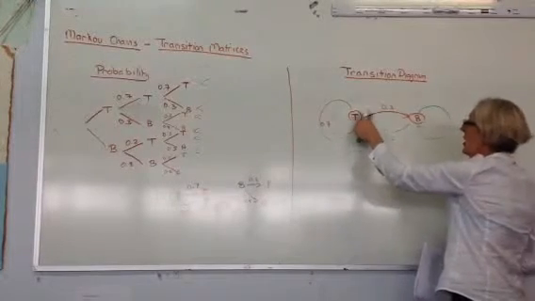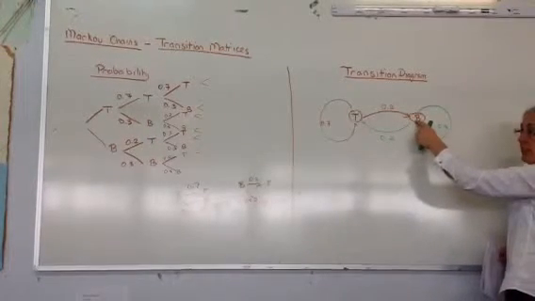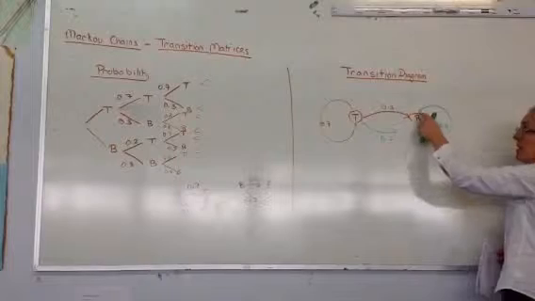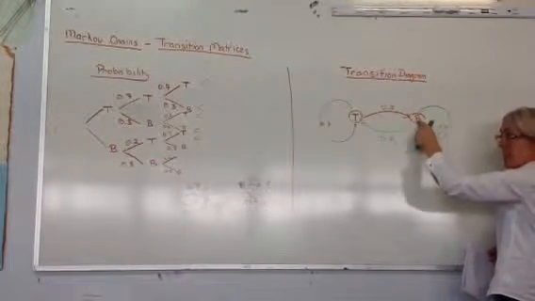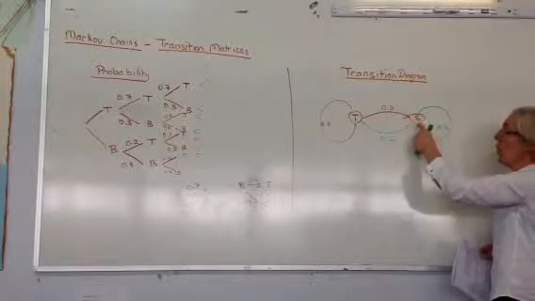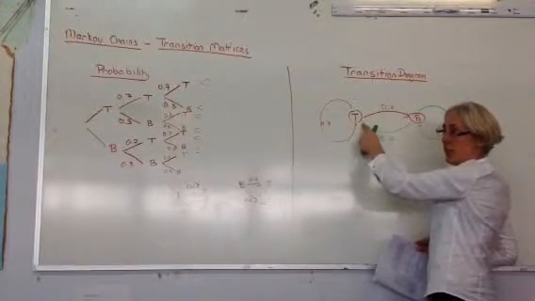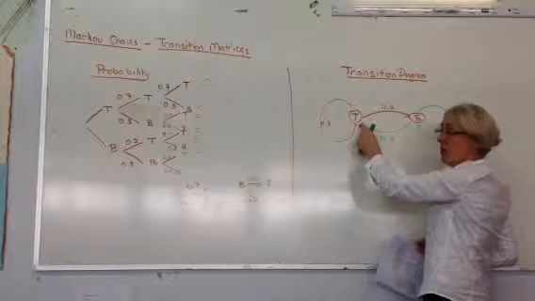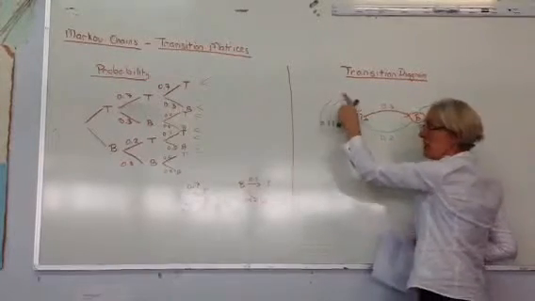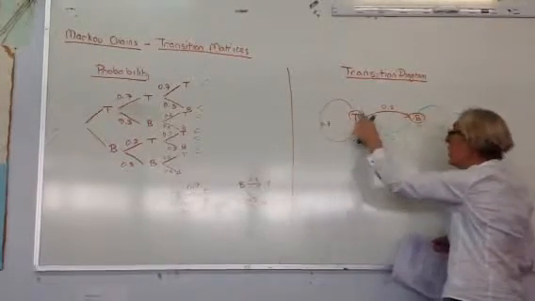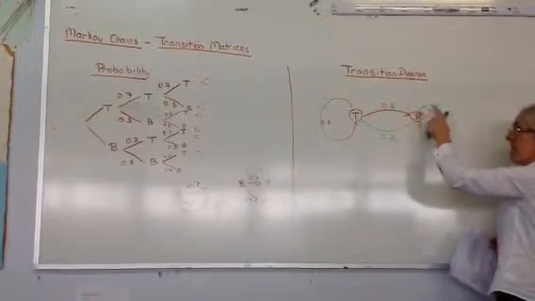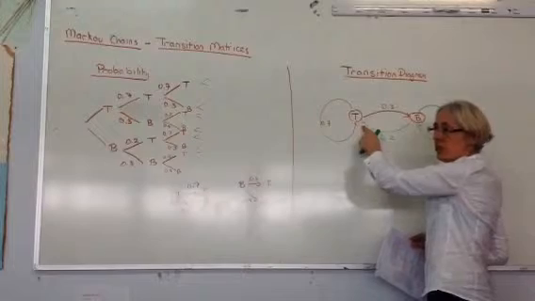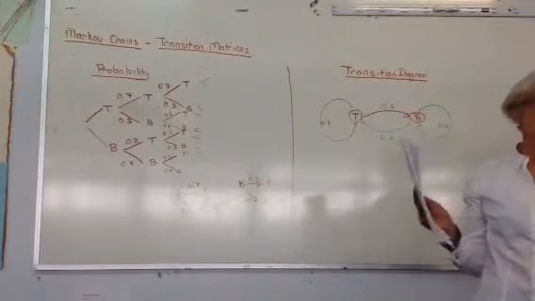If I go train and catch the bus the next day, then having caught the bus, I can either catch the bus again and again, so I'll go around in that loop, or the next day I can catch the train. Now that I've caught the train, I can either catch the train again, or I can catch the bus. Having caught the bus, I can catch the bus again, or catch the train. Transition diagram, nice and neat.